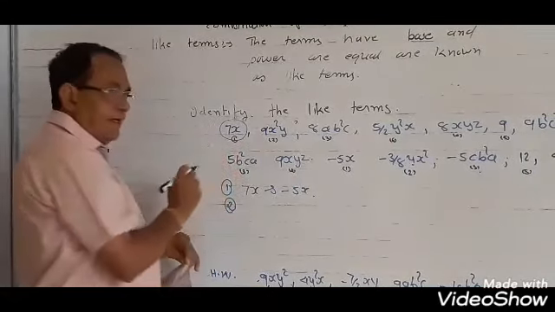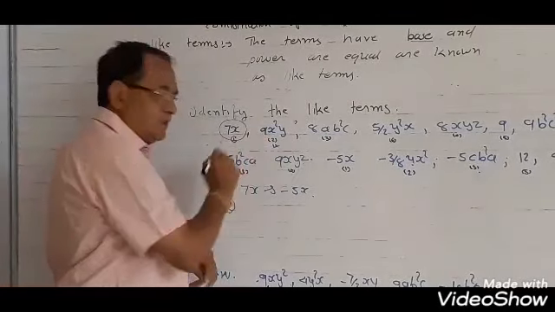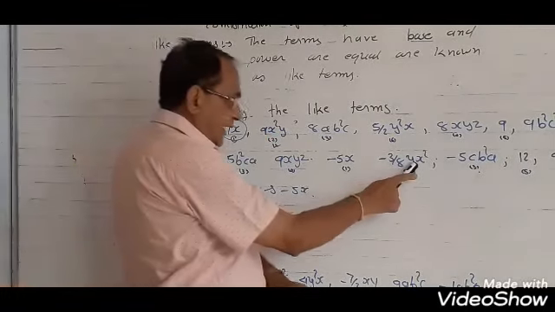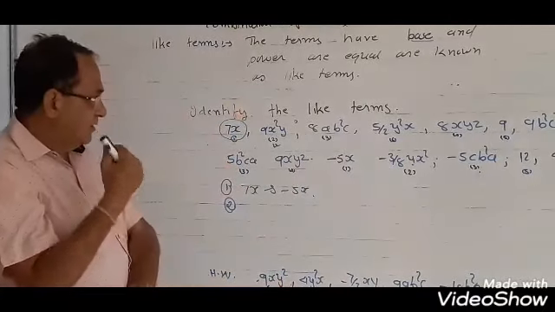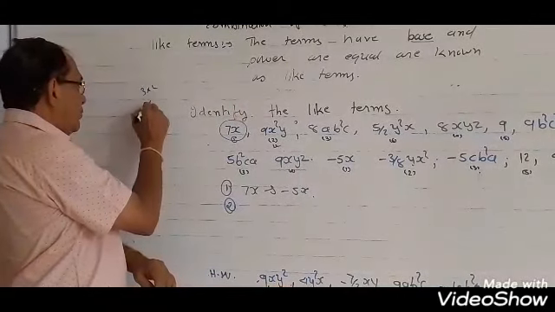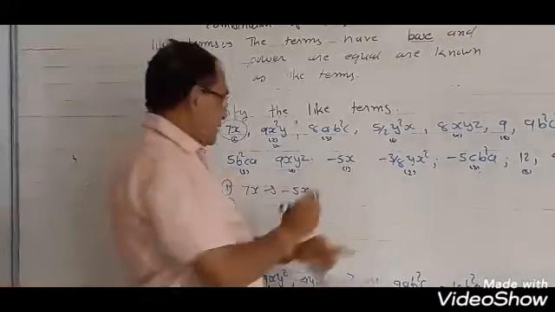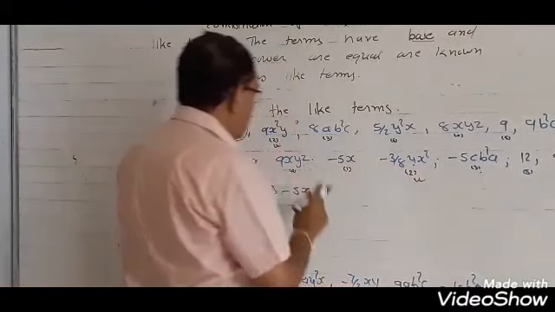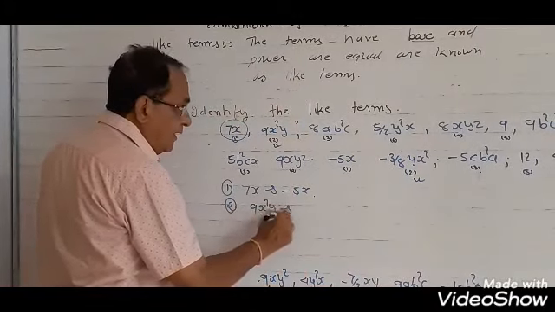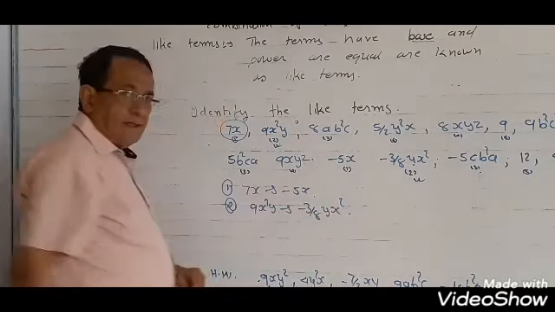Second, 9x square y. Where is your 9x square y? Here it is yx square, not x square y. But 3 into 2 or 2 into 3 both are same. Commutative property. So this and this are like terms: 9x square y and minus 3/8 yx square.